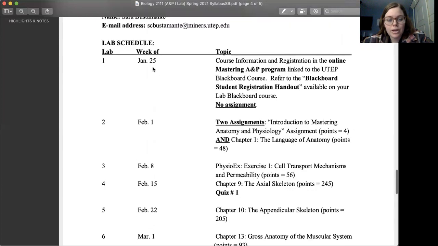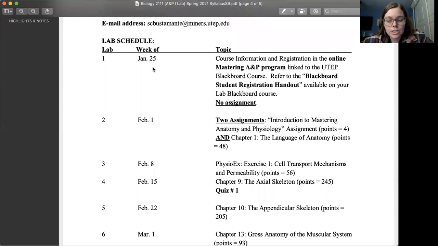So here is the lab schedule if you haven't looked at it. You should have looked over the syllabus by now. You should have looked at the lab schedule. So we'll go over it pretty quickly. That first week, you were in charge of reviewing the syllabus and trying to set up your Pearson account, and you can do that by looking over the registration instructions that were posted. There was no assignment.